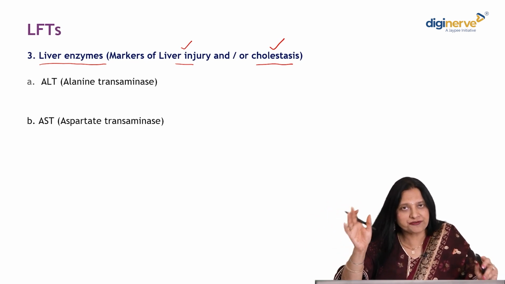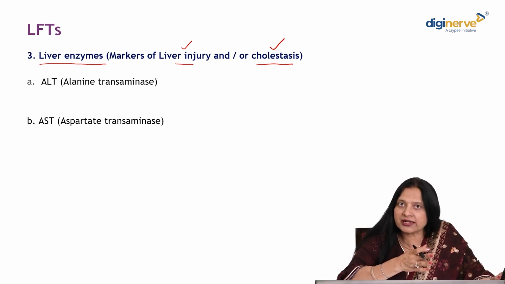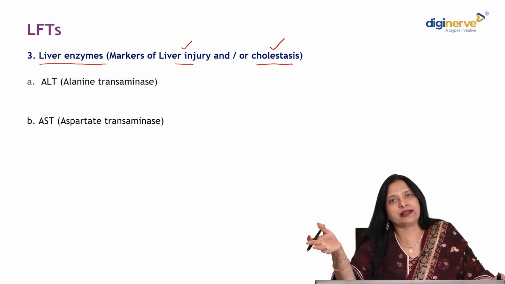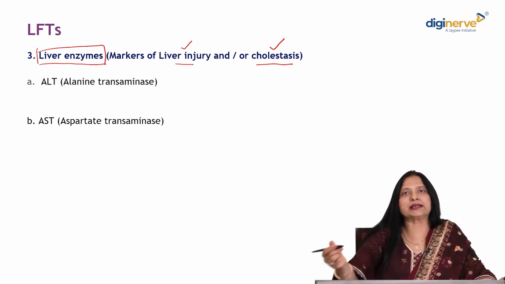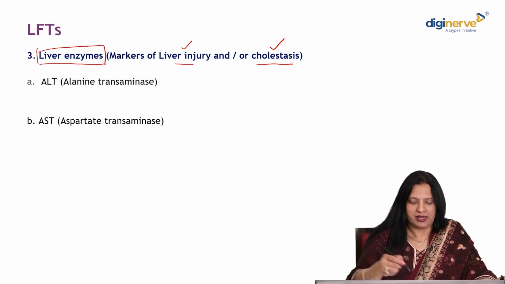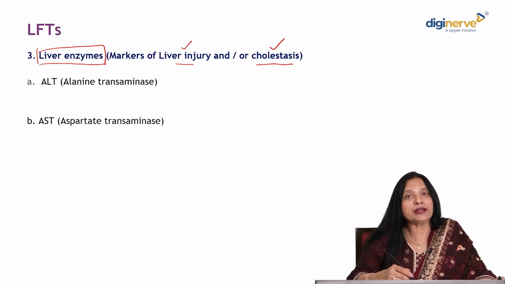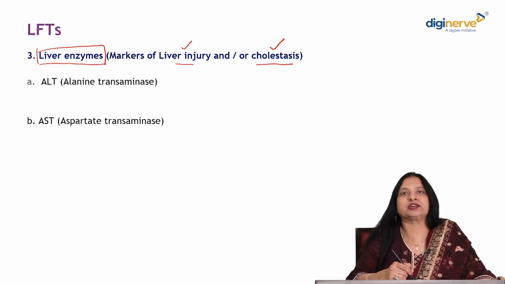So, to differentiate between hepatocellular damage and cholestatic elements, we have these important markers as liver enzymes. In this, we include ALT, alanine transaminase, and AST, aspartate transaminase.